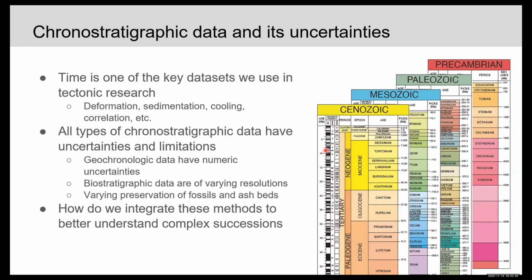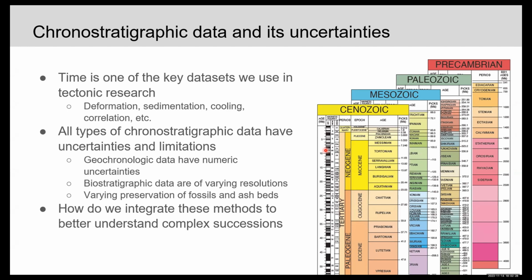So in tectonic research, time is one of the really key data sets that we're trying to use because we're trying to understand deformation, sedimentation, cooling, correlation. All these things are going to come up tonight as they did last night as well. And so all types of chronostratigraphic data have uncertainties associated with them. Geochronologic data have numeric plus or minus uncertainties.